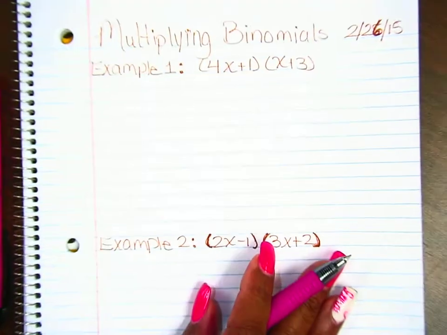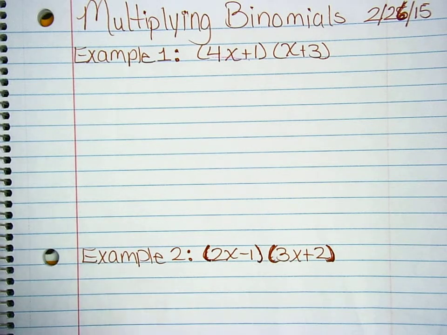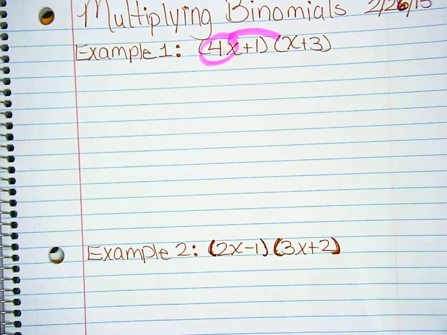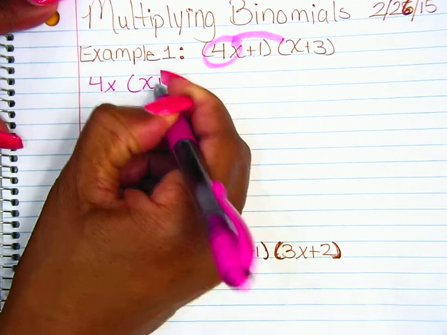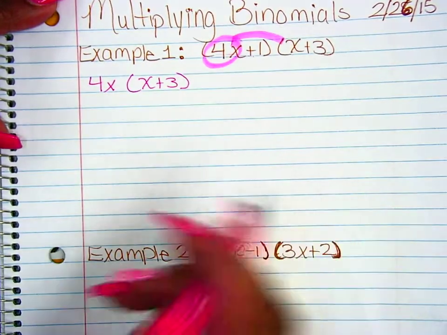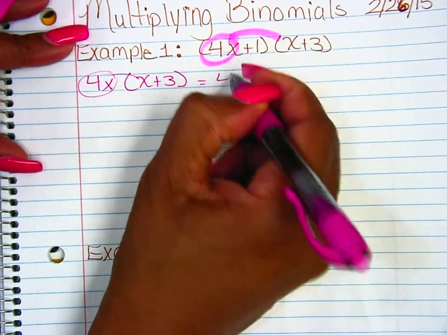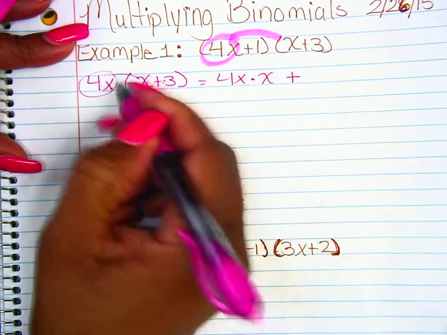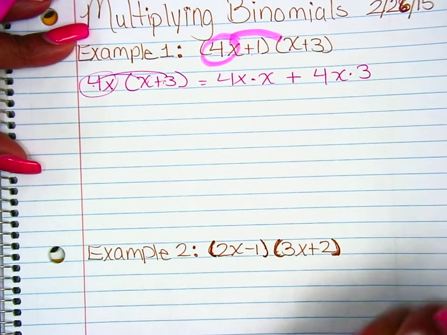When I saw this student do it, and perhaps it will help you, this student said, okay, I understand what she's saying. She's telling us to take this 4x and multiply it times the other factor. So he wrote 4x times x plus 3. Then he worked that out. That's 4x times x, then a plus, then 4x times 3.